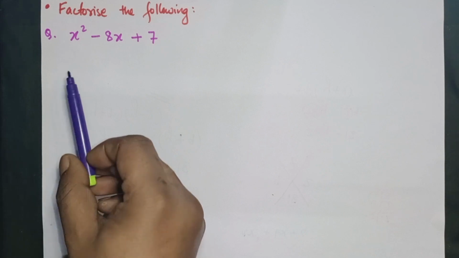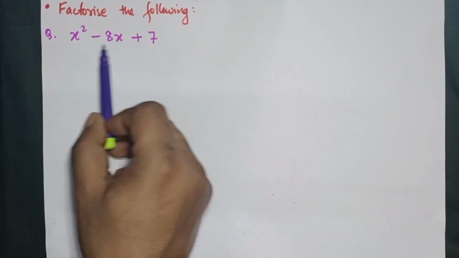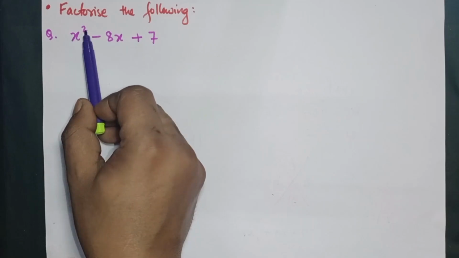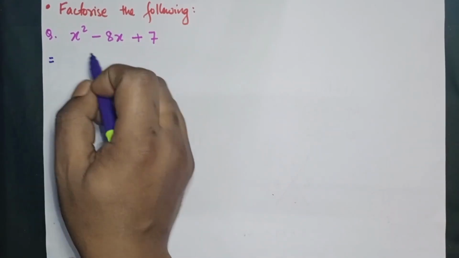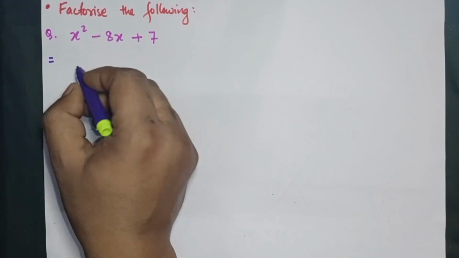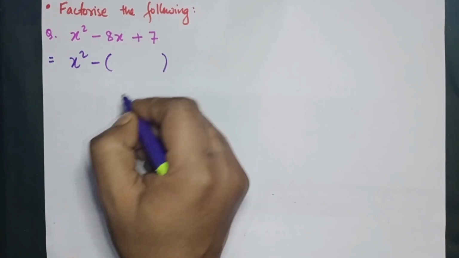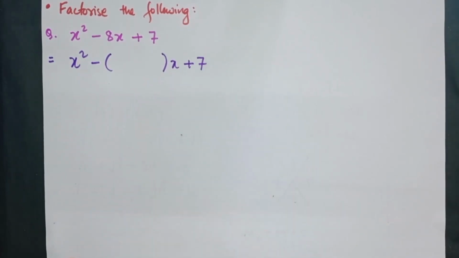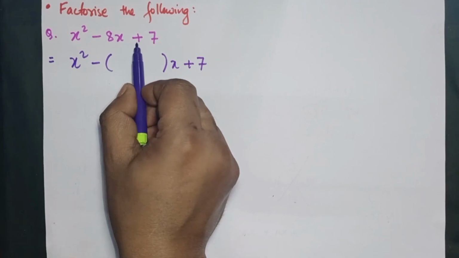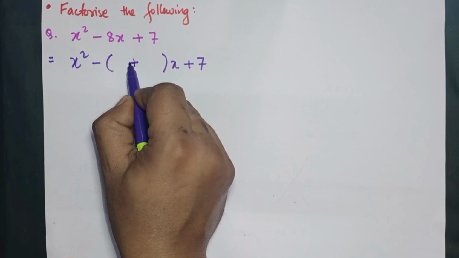In this question you can see that what you have is x square minus 8x plus 7. So it's a trinomial and it's in the form of ax square plus bx plus c. Now what we can do, obviously you know that we have to break this 8 in two parts. So x square minus 8x, and plus 7. Hope you are clear. The sign here is plus, so in the middle also there has to be plus.